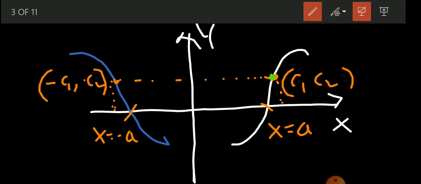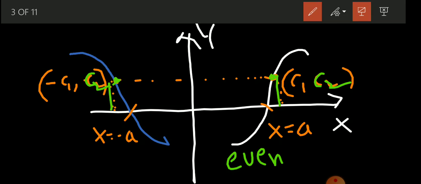This point and this point, this is the height of this point, that is c2. The height of this point is c2, say c2 at c1 and here at minus c1. So this height is the same. This means that this function is an even function. So every even function shows this. Every even function is symmetric about its y-axis.